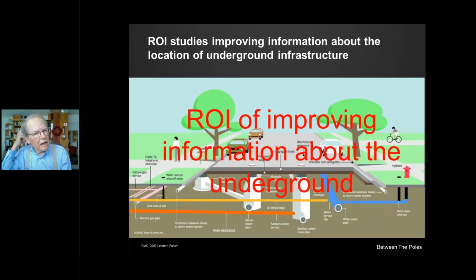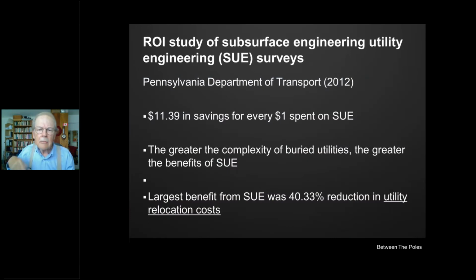This is the ROI study I mentioned. This was done for the Pennsylvania Department of Transportation, and they found that for every dollar spent on SUE, which is subsurface utility engineering surveys, it saved $11. I have other examples where they found that $21 could be saved, and an effort in Milan where 16 euros were saved for every euro spent. But I think it's obvious that there is a tremendous ROI for investing in improving the quality of the data we have underground.